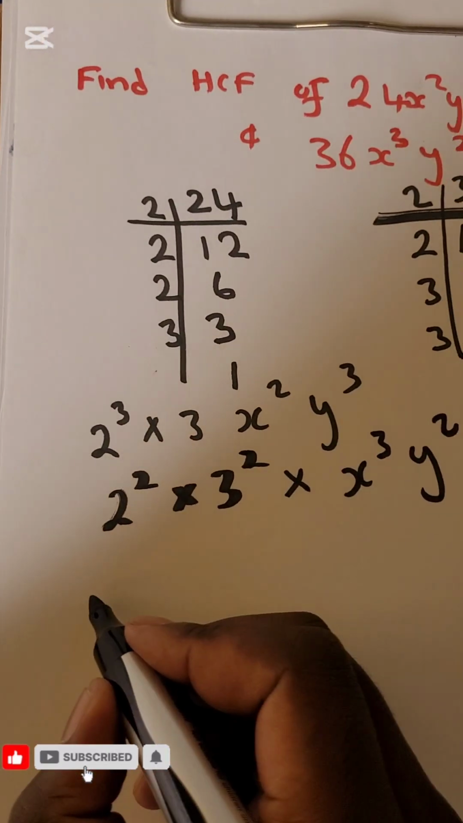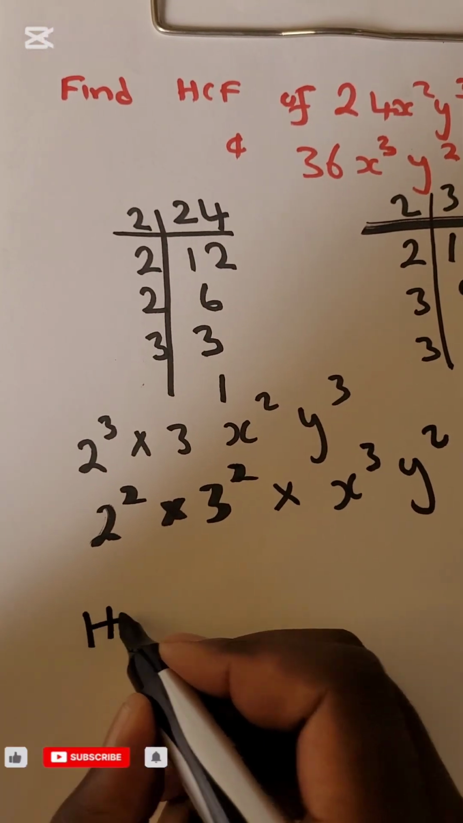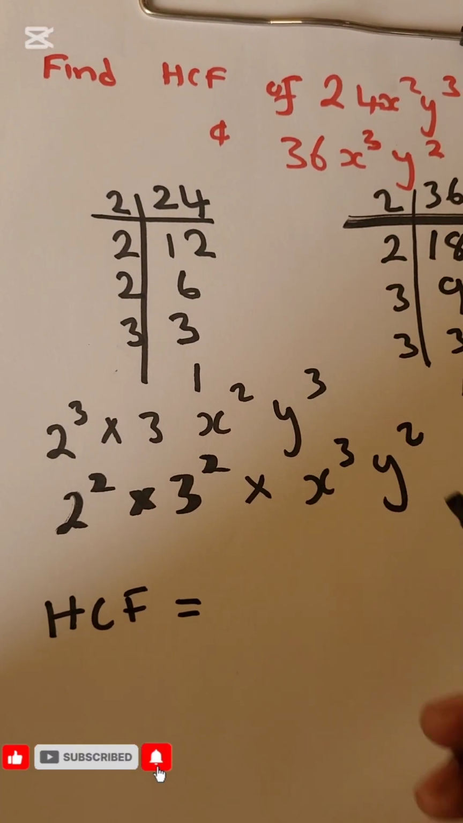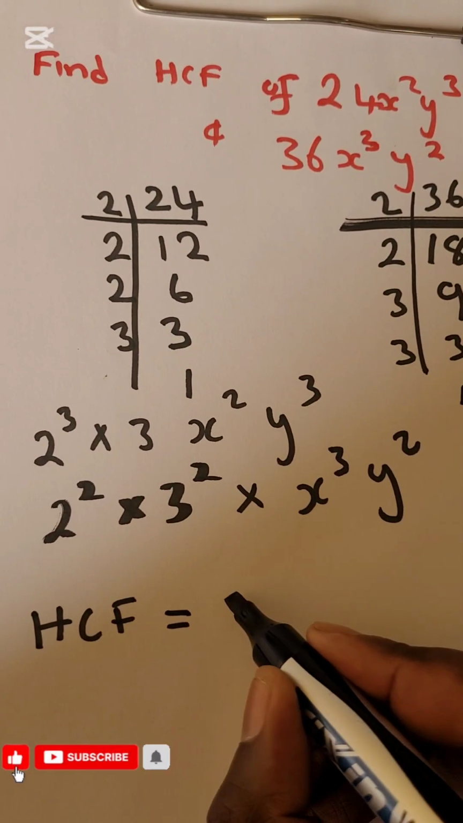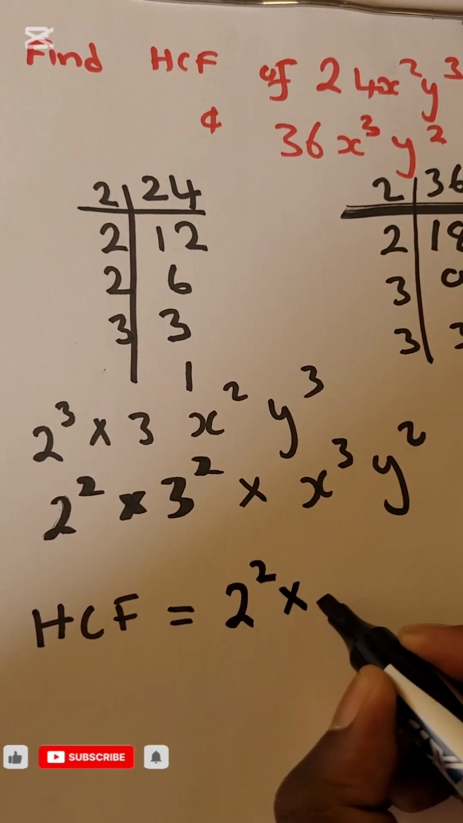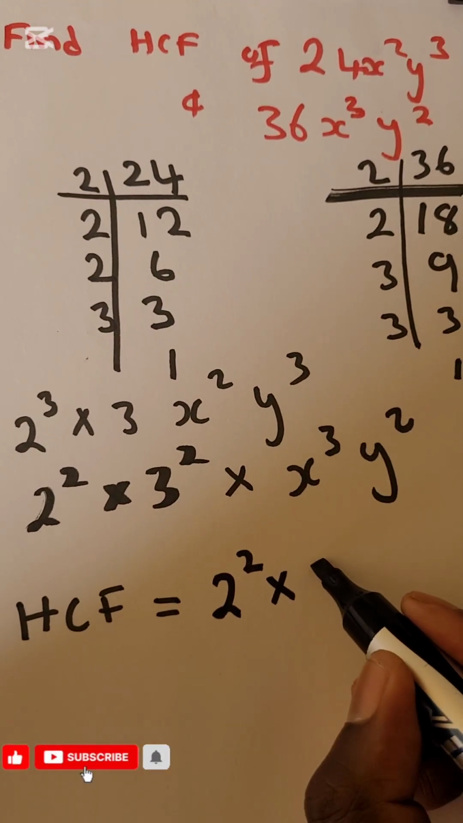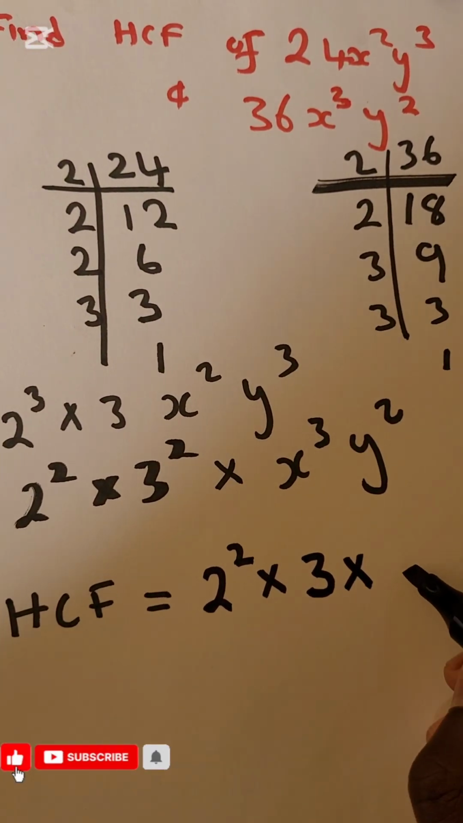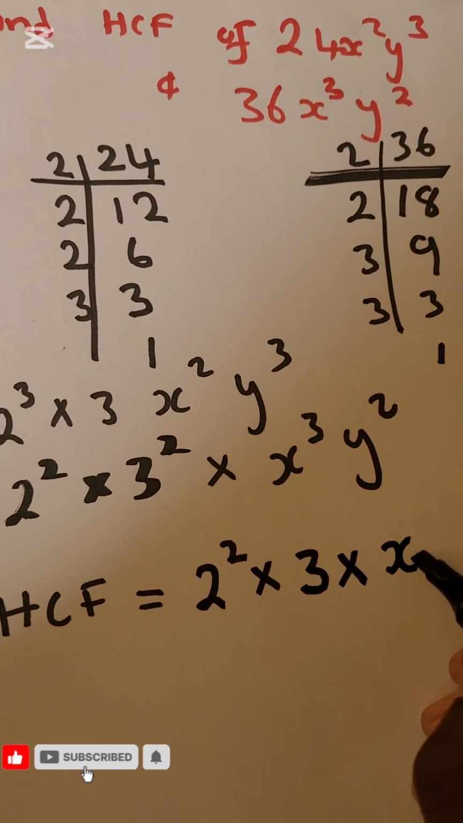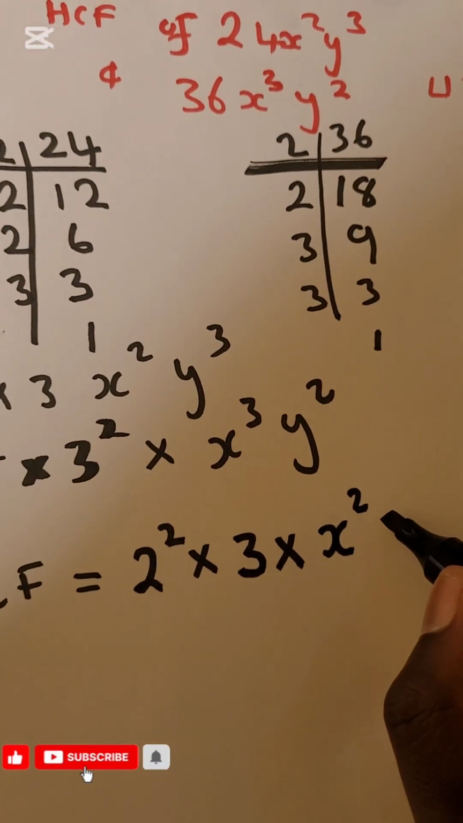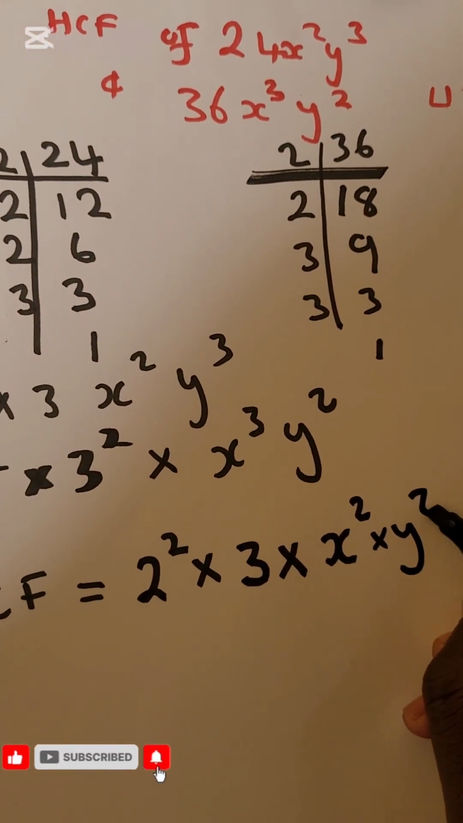Okay, so HCF comes from common bases with the lowest index power. 2 is common, with the lowest power being 2 to the power of 2. 3 is common, with the lowest power being just 3. x is common, with the lowest power x squared. y is common, with the lowest power y squared.